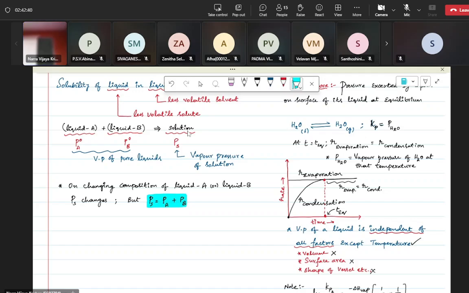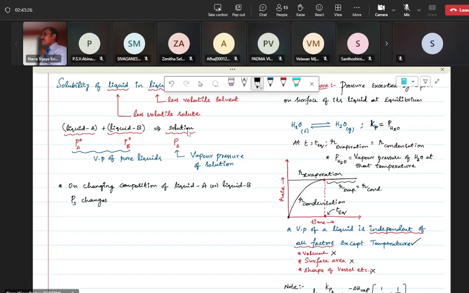If I change the A amount and B amount, the total pressure is changing. Whatever the total pressure may be, it is always equal to pressure shown by A plus pressure shown by B. Correct or not? Or I will do one thing. You know Dalton's law of partial pressures. What is Dalton's law of partial pressure? Total pressure equals the sum of partial pressures. So total pressure PS equals pressure shown by A plus pressure shown by B. Nothing but Dalton's law. Right?